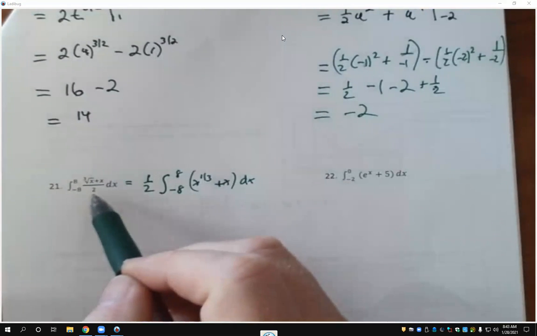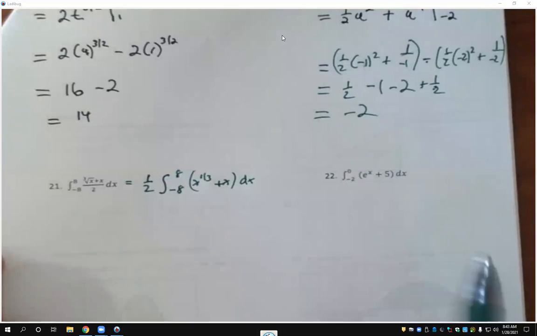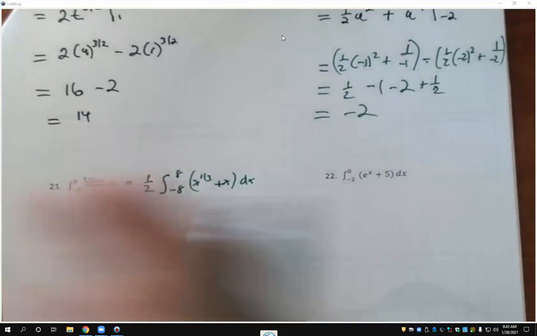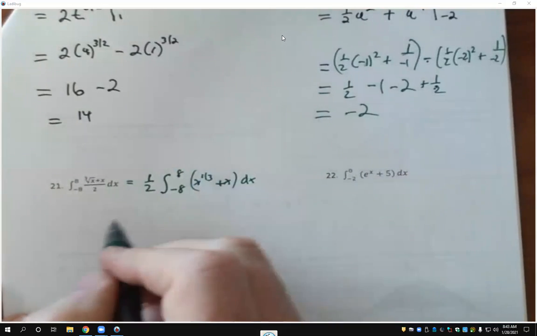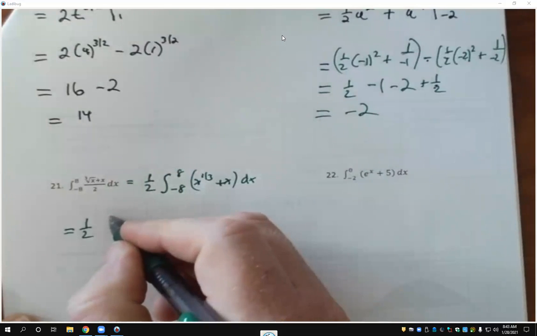You're allowed to pull out that 1/2 that's being multiplied by the whole function. If it's only being multiplied by one term, you would either have to split them up and then pull it out, or just leave it in there. All right, so we leave that 1/2 there, and we're going to take our antiderivative.